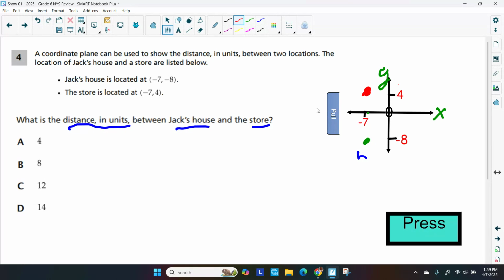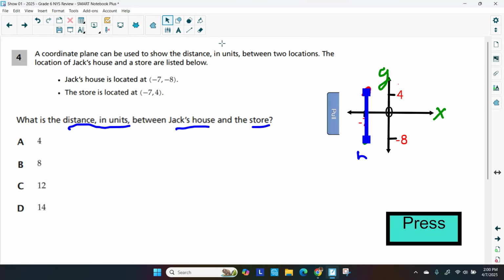So let me get my line tool, if I can find it, and draw a line from Jack's house to the store. So in order to get the distance, all I need to do is just count the boxes or the units.